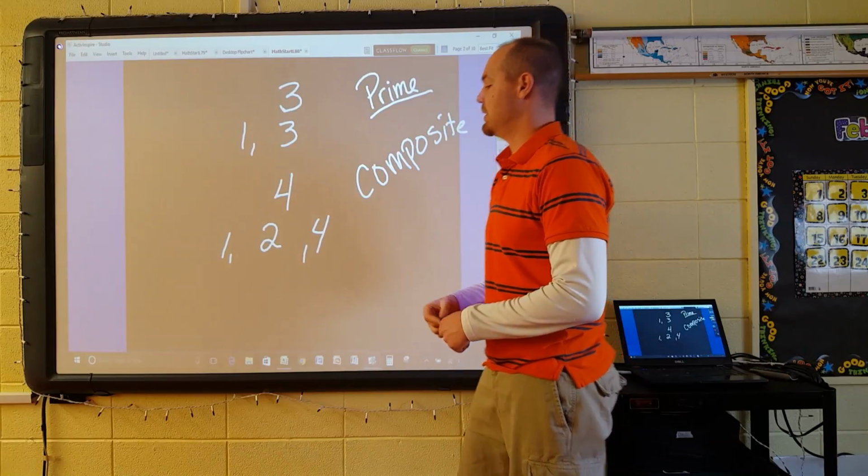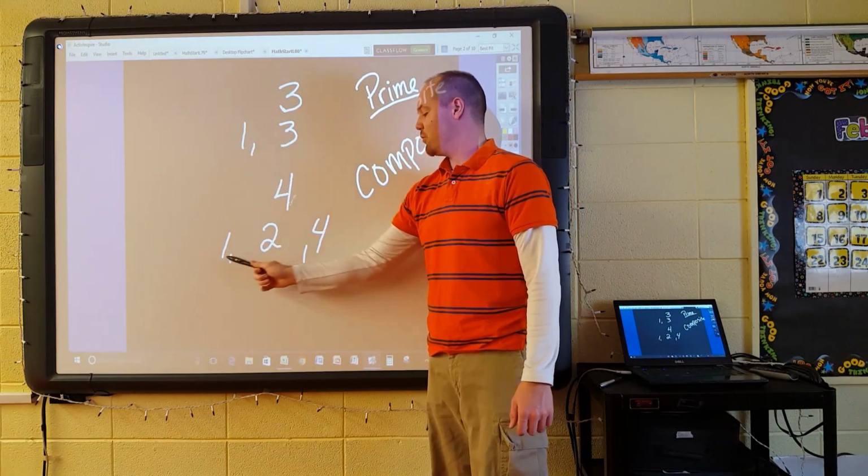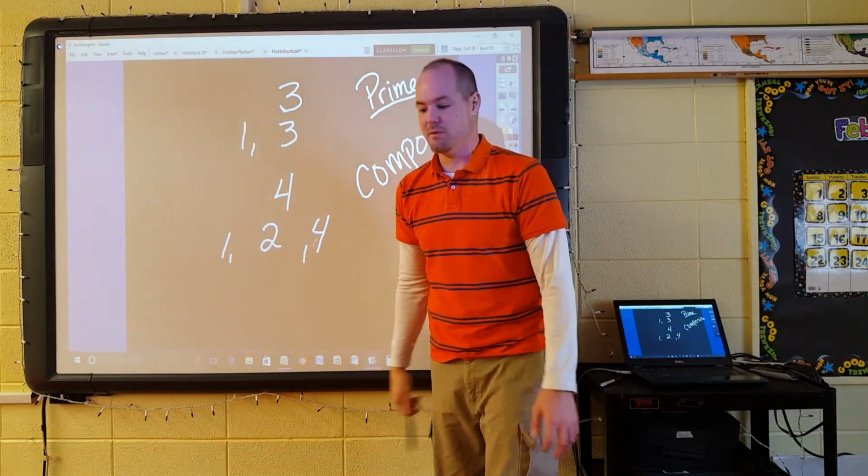On this page, I've just given 2 examples. 3 is a prime number, again, because it only has 2 factors. 4 is composite because it has more than 2 factors.